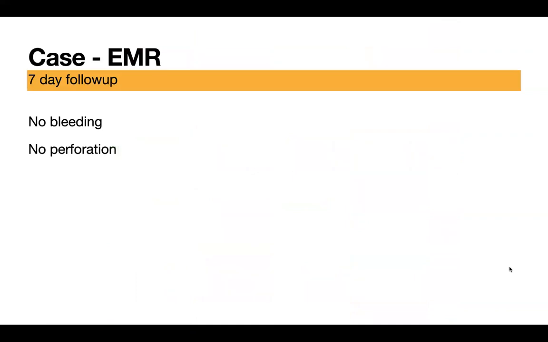So this patient went back to her home state, and she did well. I called her about 7 days later, and she had no adverse events.